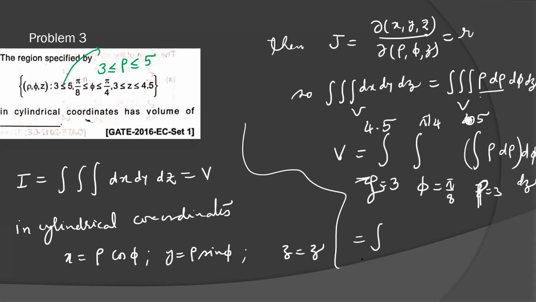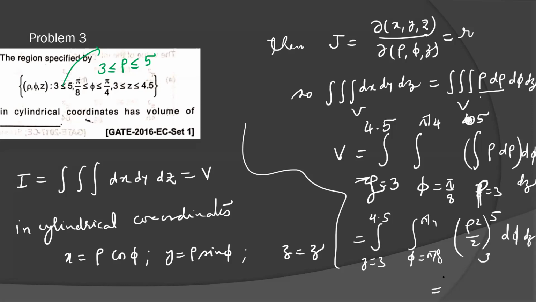This is the limit of z, z equal to 3 to 4.5. Phi is from pi by 8 to pi by 4. It will become rho squared by 2 with the limit of rho from 3 to 5, then d phi dz. You can simplify it, and you will get approximately 4.71 cubic units. This is the volume of the given region in cylindrical coordinates.